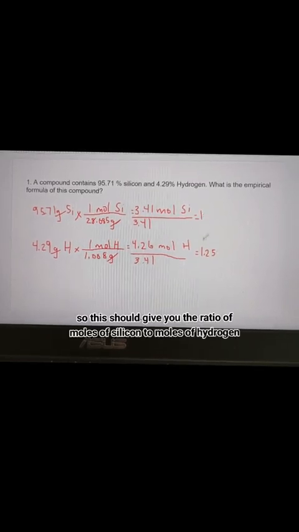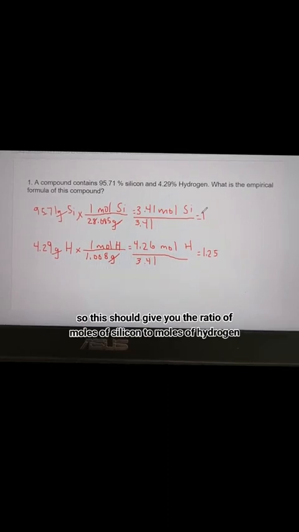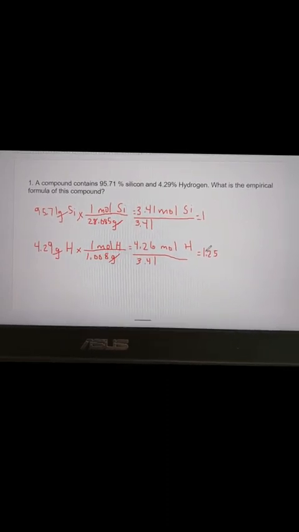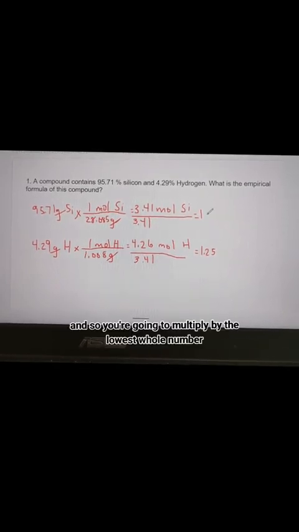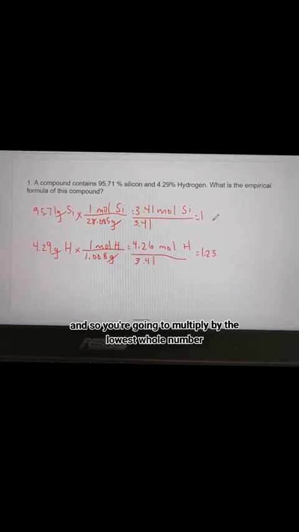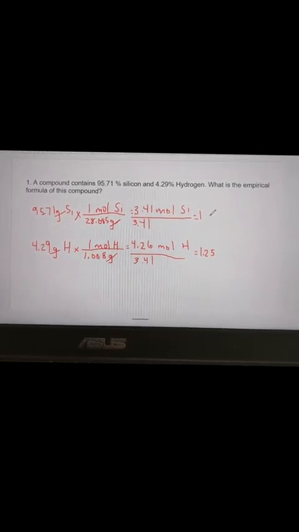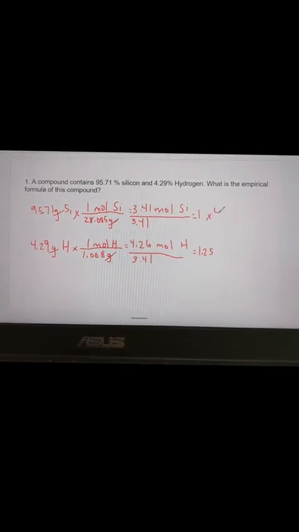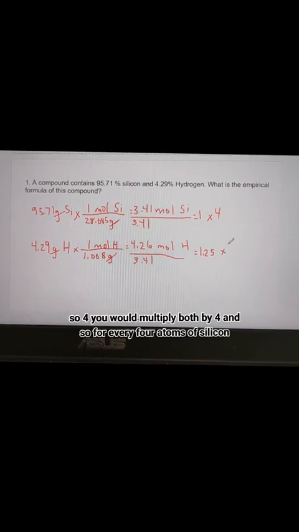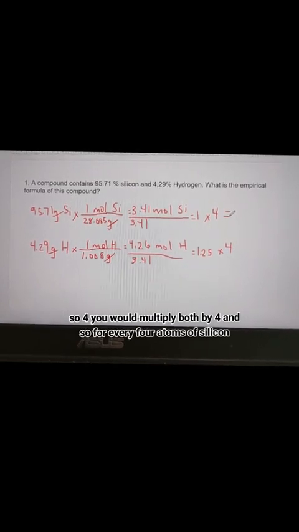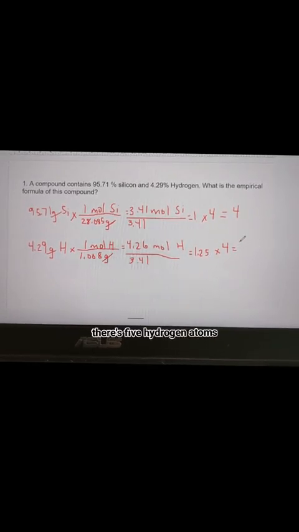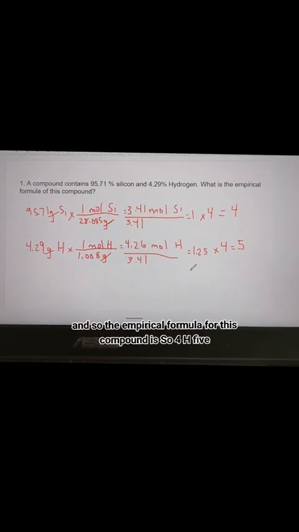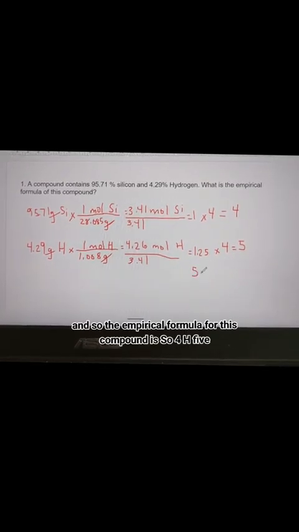Okay, so this should give you the ratio of moles of silicon to moles of hydrogen, but you should not have a ratio that has a decimal. And so you're going to multiply by the lowest whole number that will give you whole numbers. So 4, you would multiply both by 4. And so for every 4 atoms of silicon, there's 5 hydrogen atoms. And so the empirical formula for this compound is Si4H5.